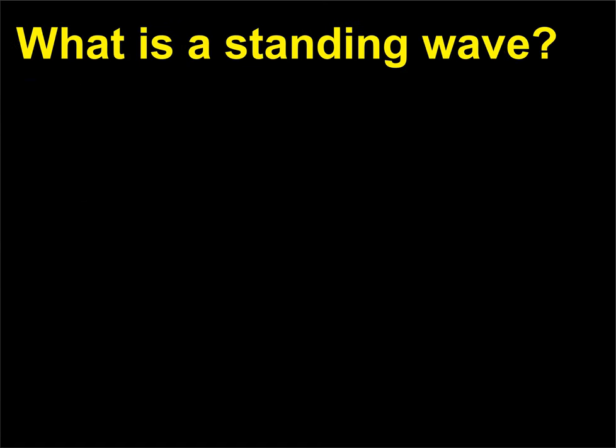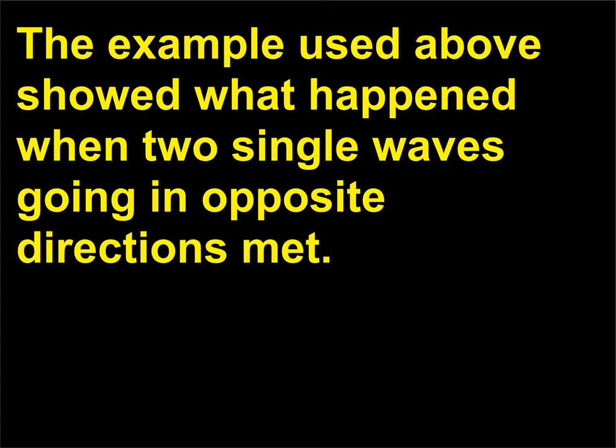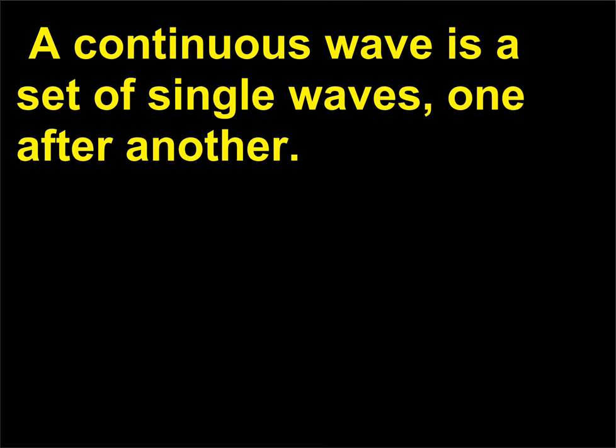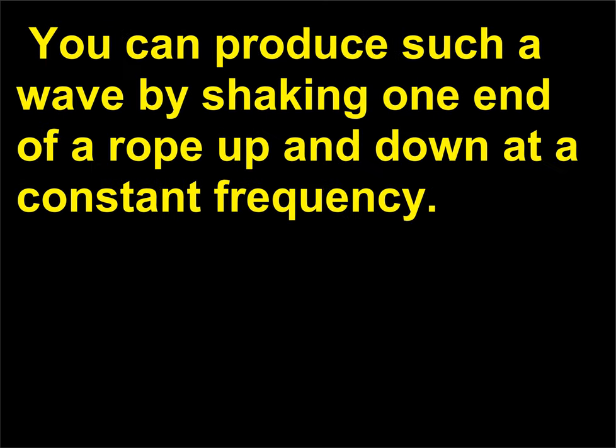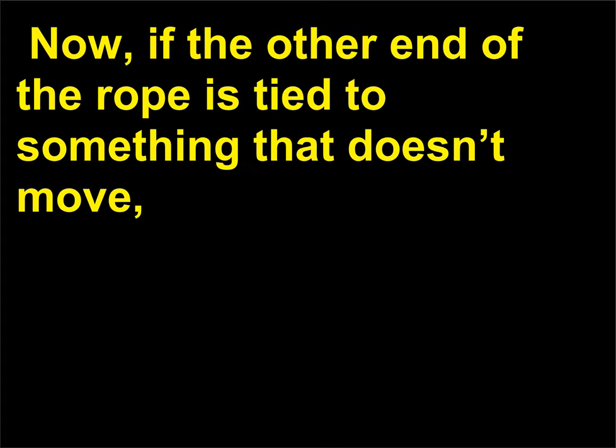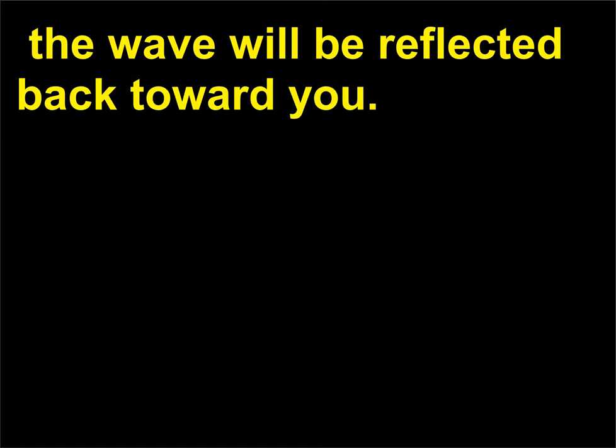What is a standing wave? The example used above showed what happened when two single waves going in opposite directions met. A continuous wave is a set of single waves, one after another. You can produce such a wave by shaking one end of a rope up and down at a constant frequency. Now, if the other end of the rope is tied to something that doesn't move, the wave will be reflected back toward you.